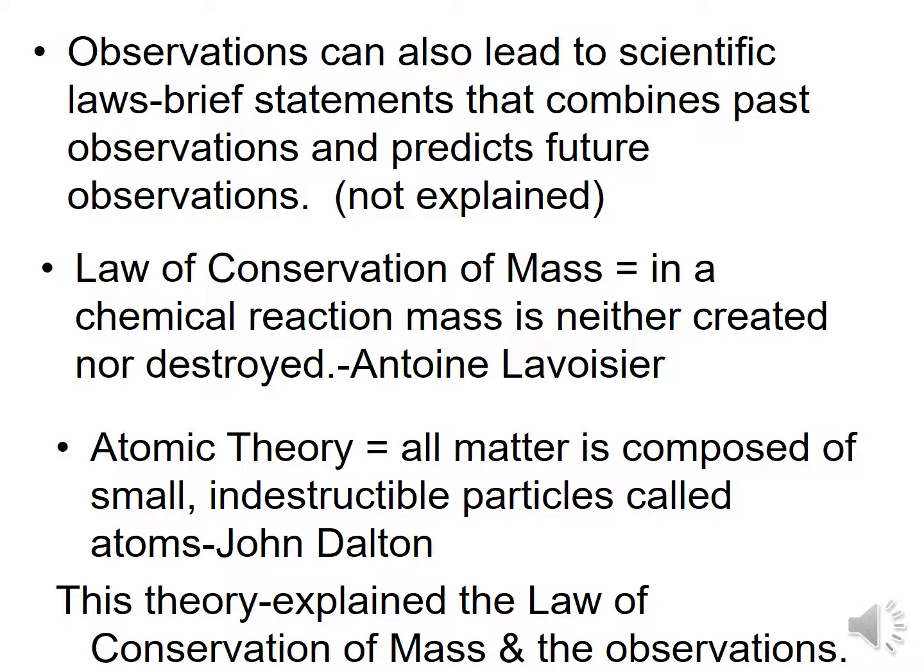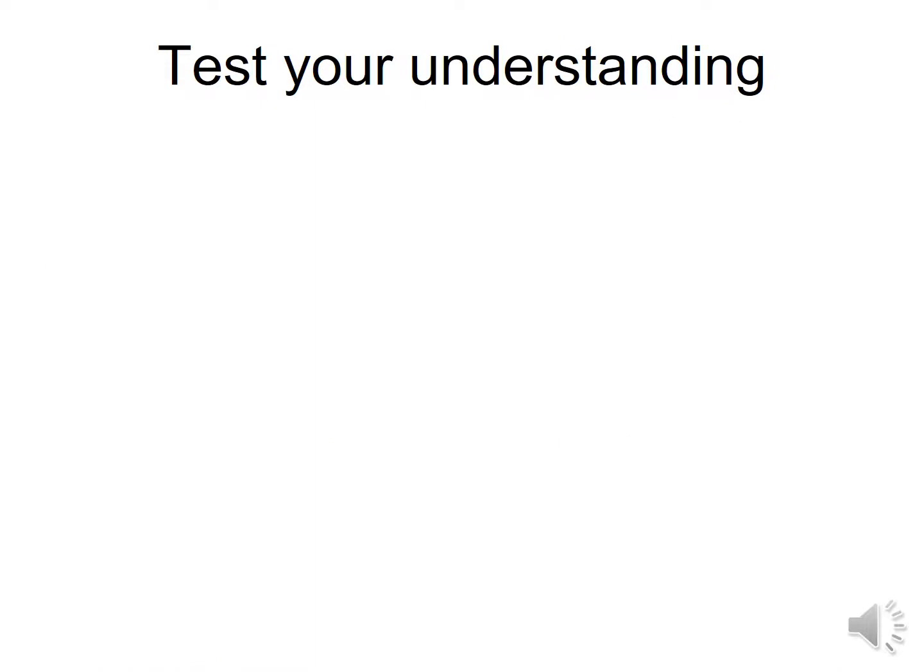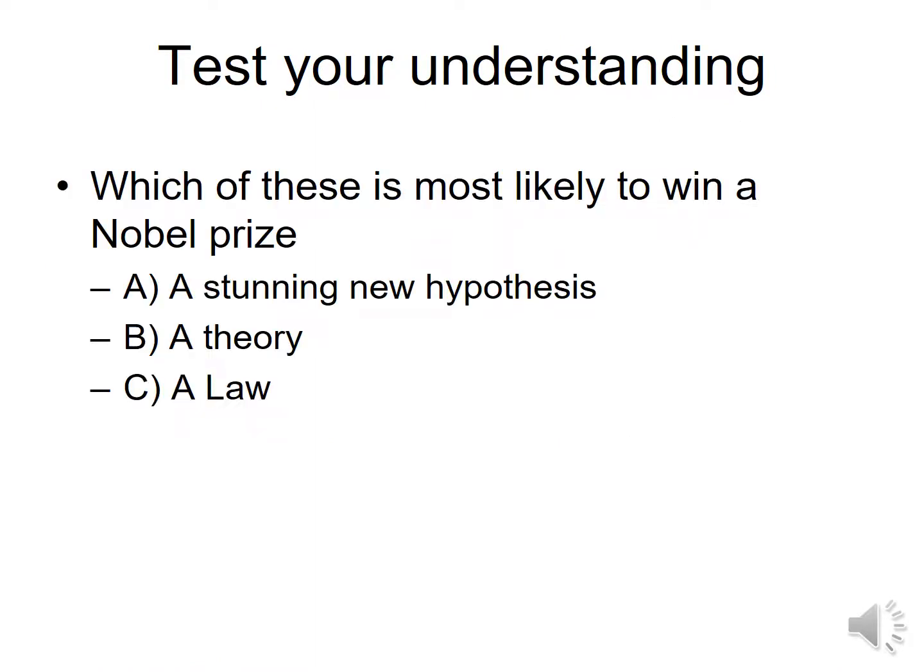The atomic theory is all matter is composed of small indestructible particles called atoms. John Dalton. The theory explains the law of conservation of mass and many other observations. So let's test your understanding. Which of these would most likely win you a Nobel Prize? A stunning new hypothesis, a theory, or a law. So what do they most likely give out Nobel Prizes for? People who discover a new law, propose a new theory, or simply have a stunning new hypothesis?